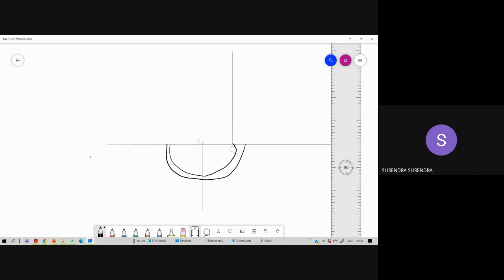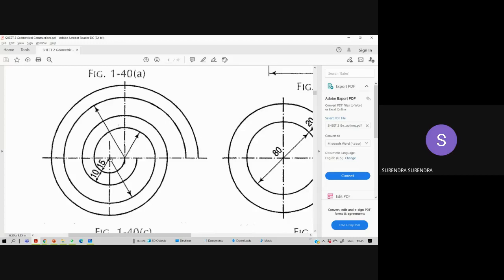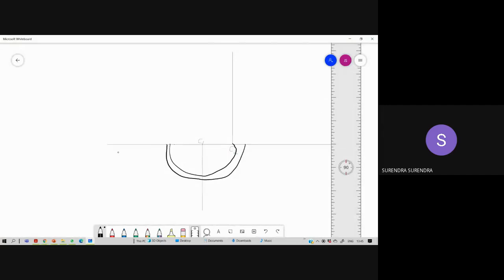Next, C2 as center. Taking C2 as center with the compass, measure the distance from C2 to this end point. Observe here, 15 mm plus 15 mm, total 30 mm. So C2 as center, with 30 mm radius, draw a semicircle. Next, C2 as center, 40 mm radius, draw one more concentric arc.